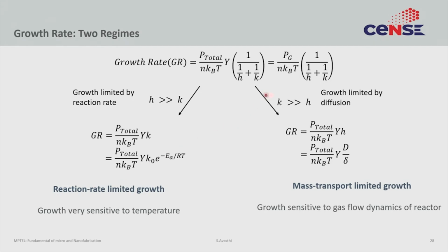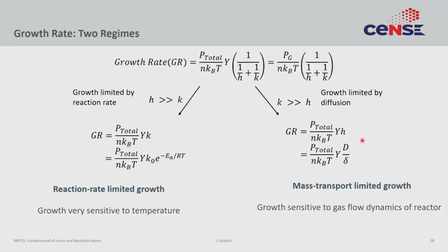The other case is where K is much larger than H. So, in this case F2 is not a bottleneck, the reaction can happen at arbitrarily higher speeds. The problem is getting the reactant to the surface of the wafer, and the only way we can do that is through diffusion, and diffusion is slow. So, in that case we are limited by diffusion. It is called growth limited by diffusion or mass transport, and in that case the equation is given by this expression where it is P total into Y into H, where H is nothing but D by delta, where delta is your boundary layer thickness.